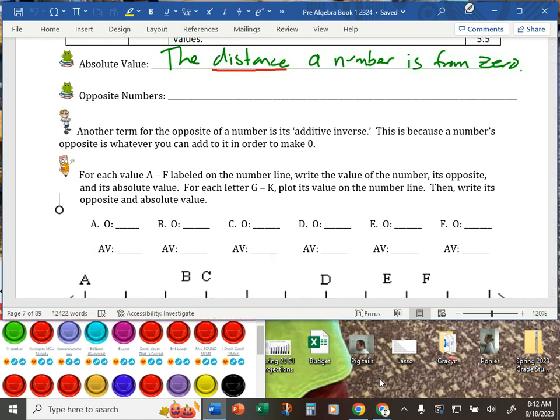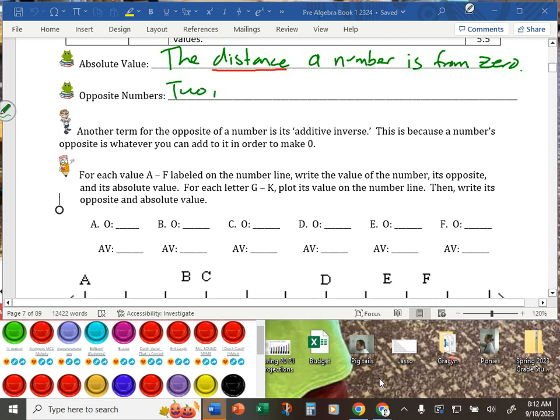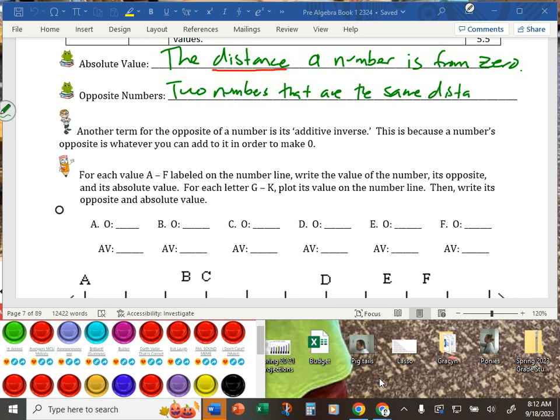So anyway, and then opposite numbers are two numbers that are... Oh, of course, my smartboard volume's on. We just did the bell ringer music stuff. Interesting. They are the same distance from 0. Okay. Two numbers that are the same distance from 0.